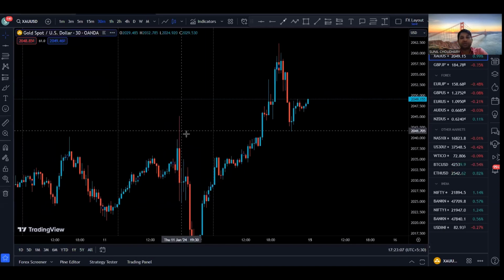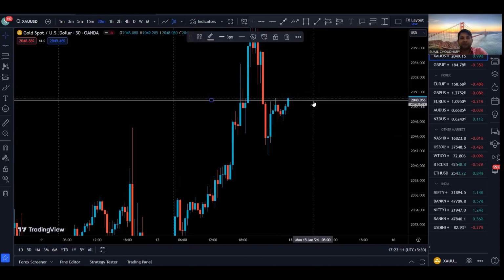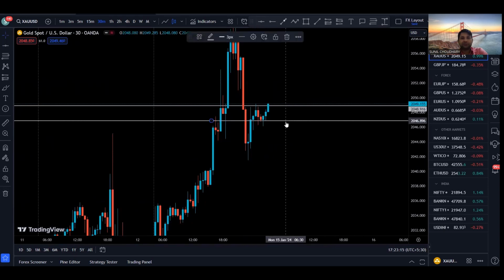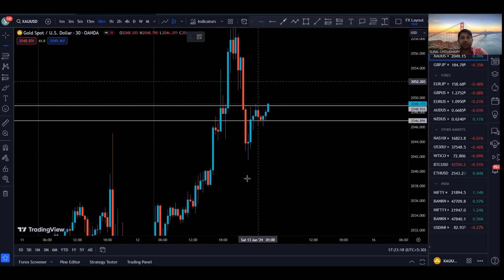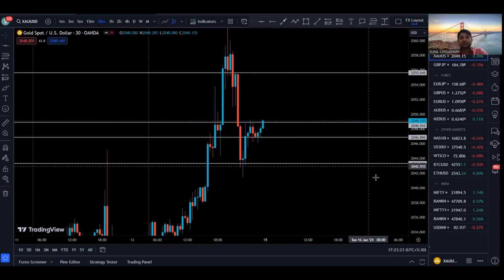Now let's talk about some trading opportunity. What we can see, we have a level right here. This one is going to be a resistance level, and we have a support level, then we have another level, and if we talk about the resistance level, this is the next resistance level.